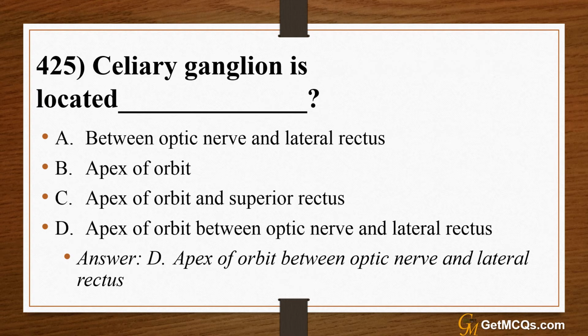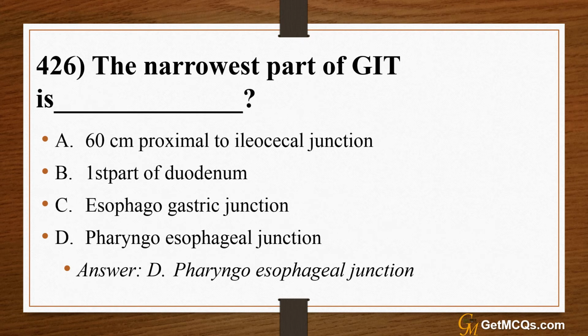425. Ciliary ganglion is located? Answer: D. Apex of orbit between optic nerve and lateral rectus. 426. The narrowest part of GIT is? Answer: D. Pharyngo-esophageal junction.